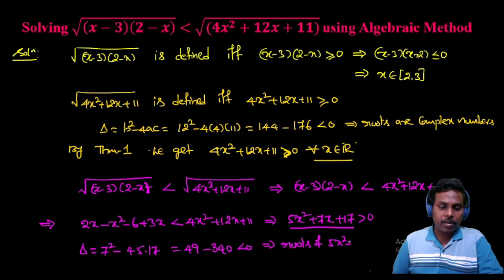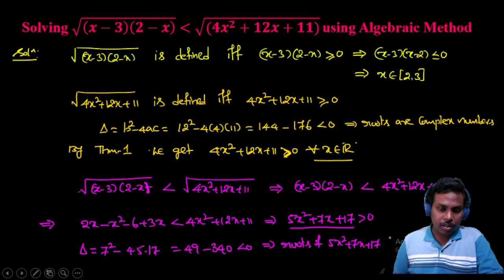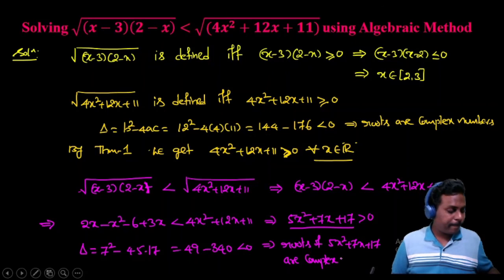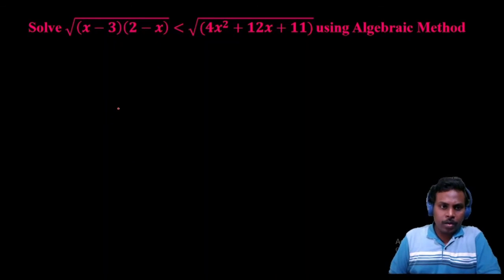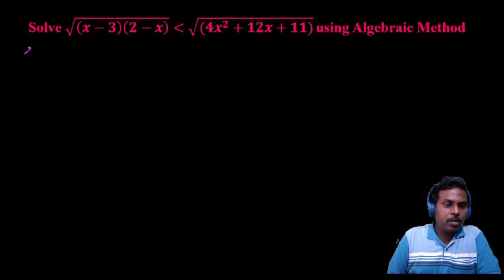Implies roots of 5x square plus 7x plus 17 greater than 0. Sorry, it is not greater than 0. Roots are complex. We'll continue the answer. Solution is continued here.